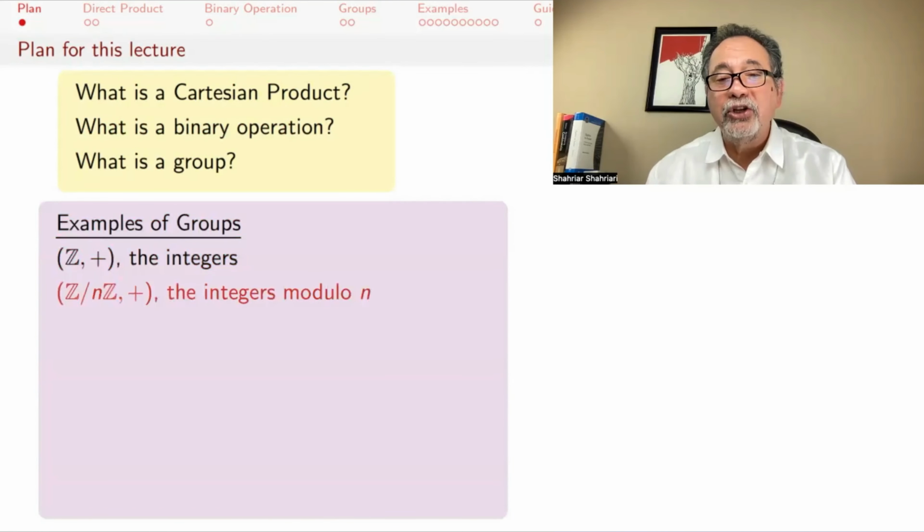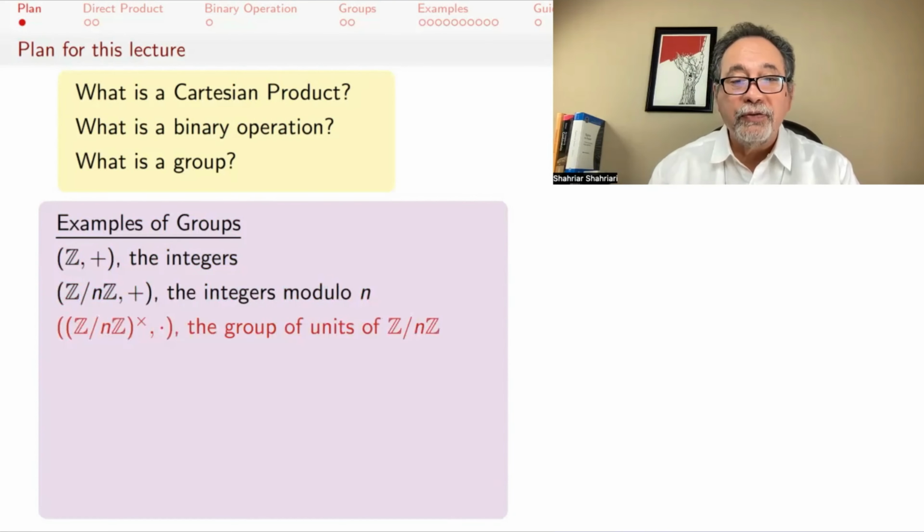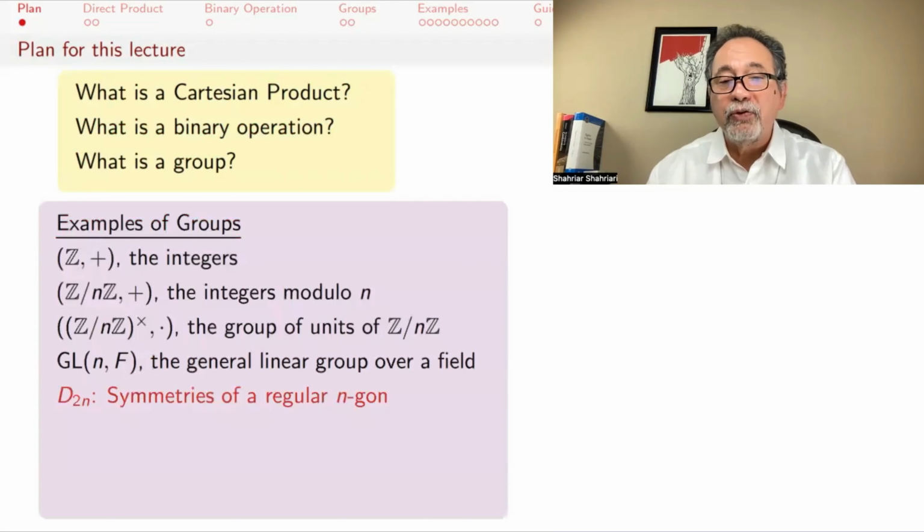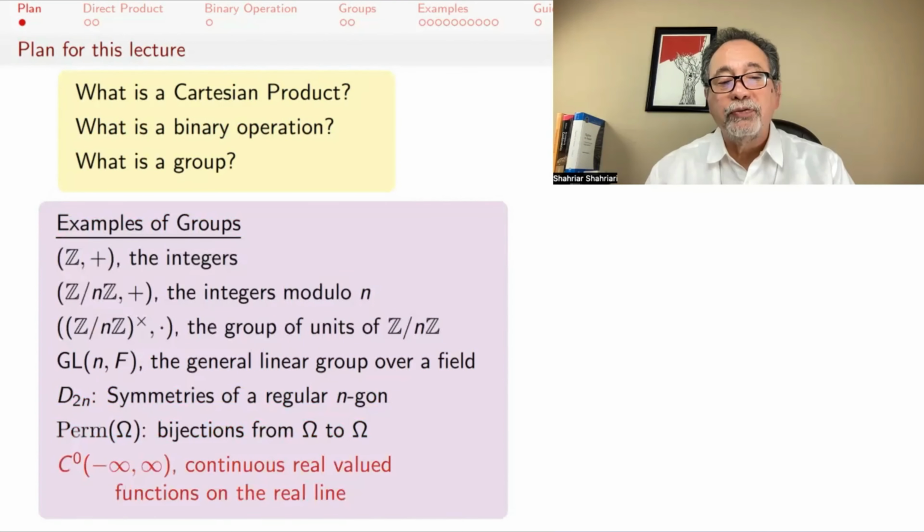The examples are the integers mod n, the group of units of integers mod n, the general linear group over a field, the symmetries of a regular n-gon, bijections from a set to itself, and continuous real functions on the real line. Except for the continuous functions, for each one of those, I have separate videos.